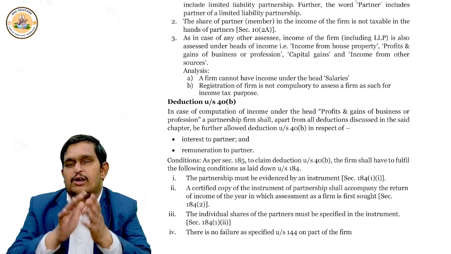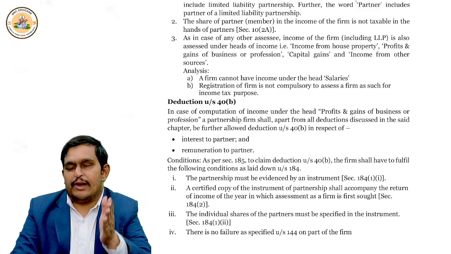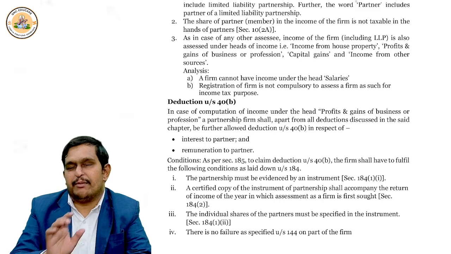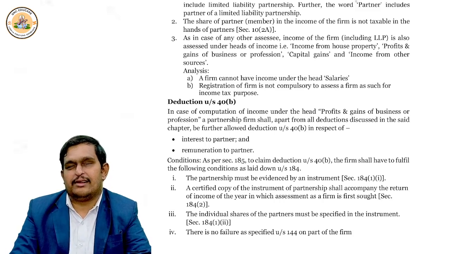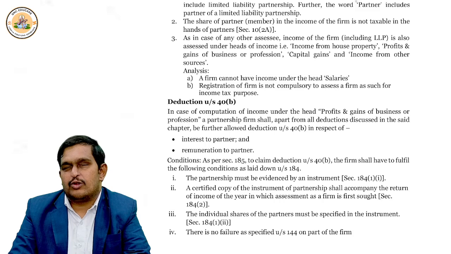Remember, when you compute the income of a partnership firm, all the sections, whether it is section 28 to section 44, all sections are applicable, no doubt about it. But apart from those sections, section 40B deductions are available. So what does 40B talk about?